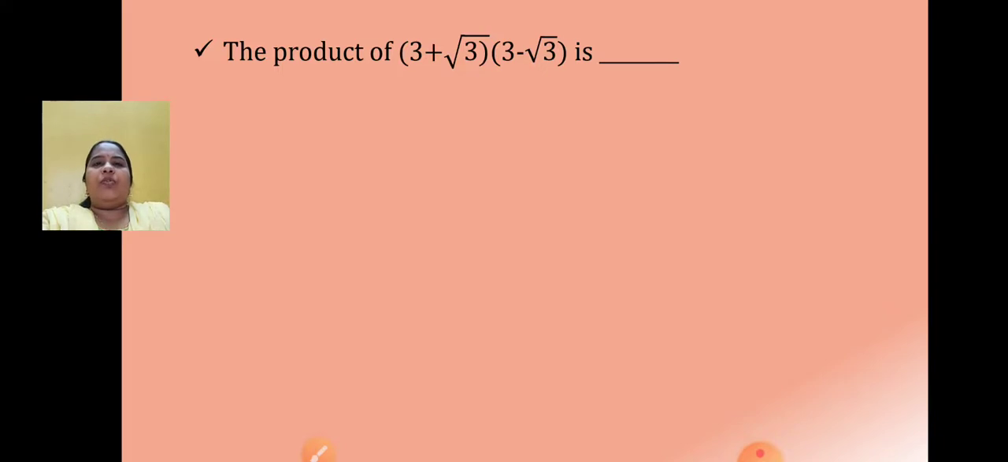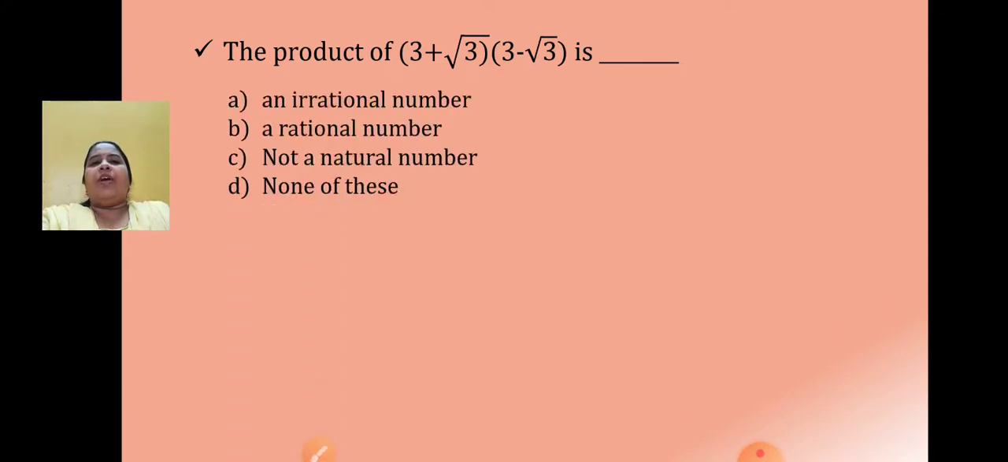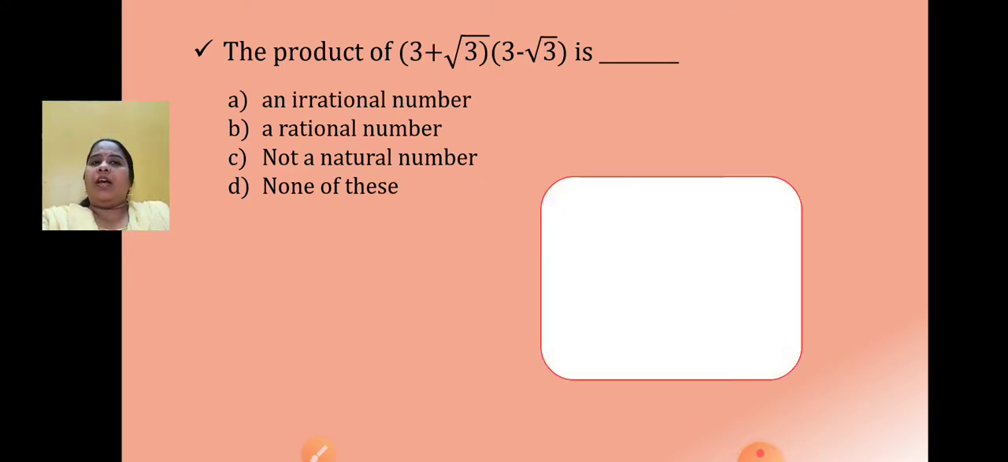The product of 3 plus root 3 into 3 minus root 3 is dash. Now again product, but it is a binomial surd. There are two terms involved in this. Options are an irrational number, a rational number, not a natural number, none of these. Now we need to get the answer of this so that we can decide out of this which option is the correct one. So let us multiply 3 plus root 3 into 3 minus root 3.